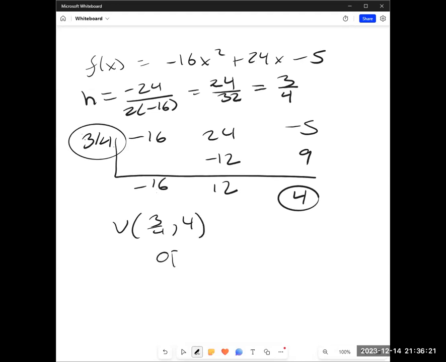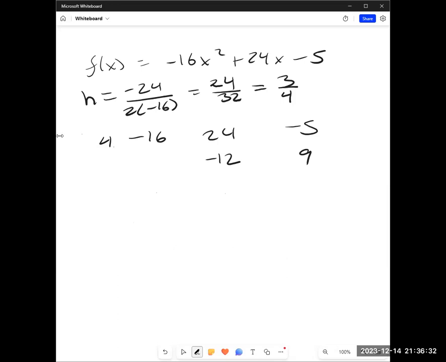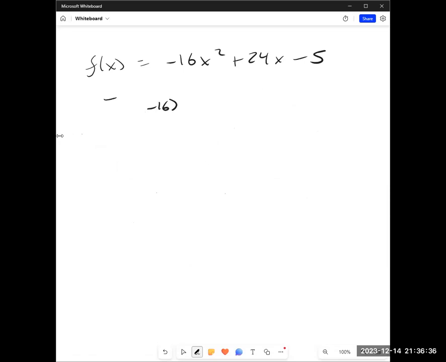And we open down because a is negative. Since it opens down, that means that vertex represents a local maximum. It's also the absolute maximum of the graph.